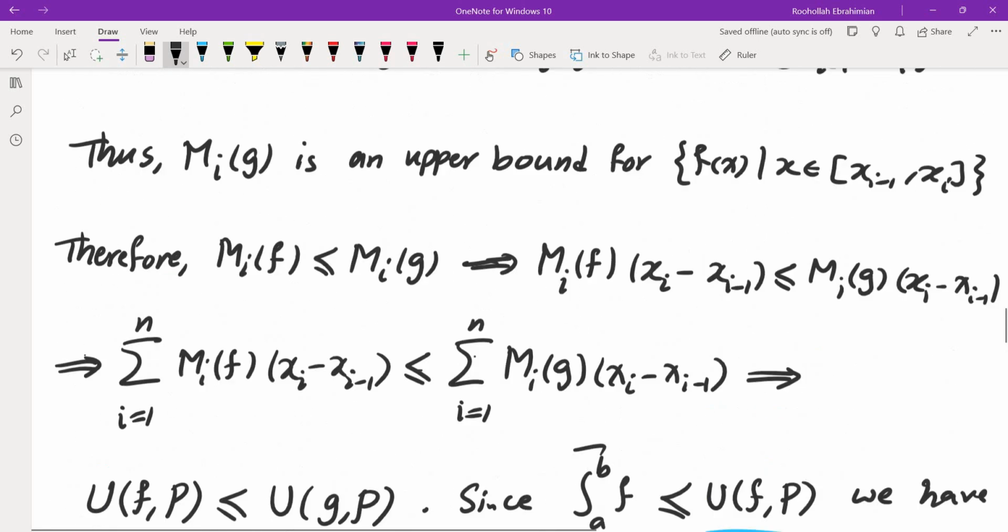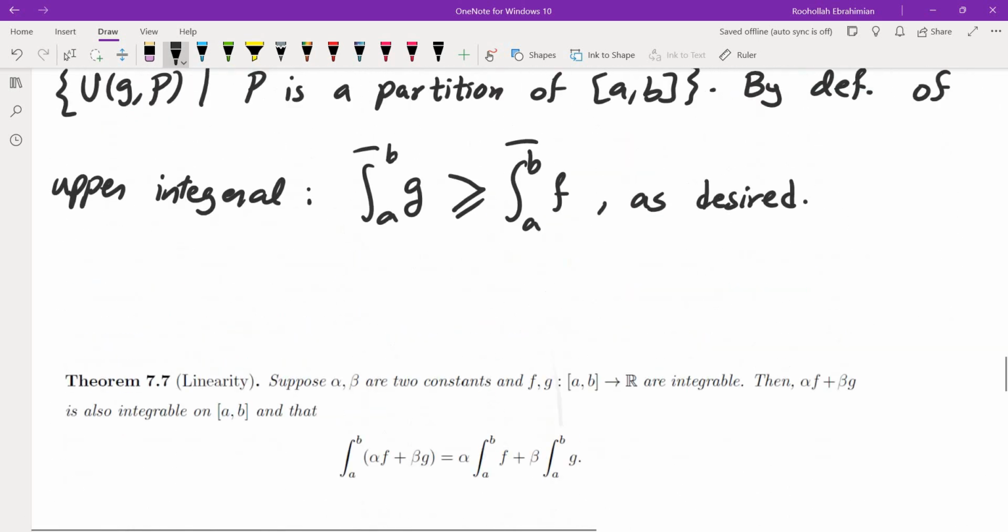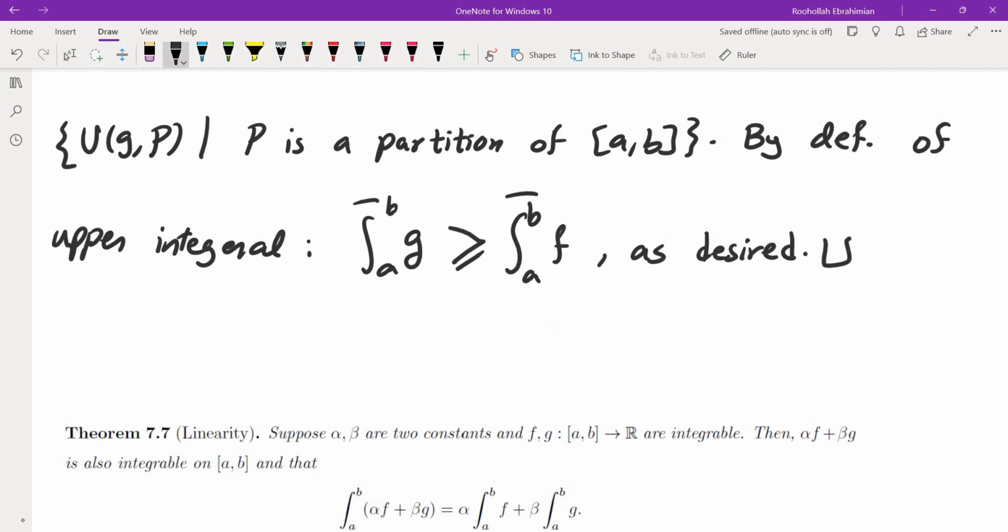So we showed that if f of x is less than or equal to g of x, then upper integral of f is less than or equal to upper integral of g. So we proved this one. Now we can prove the other one in a very similar fashion. So I won't go over the proof of that one, but the proof would be similar. Okay.